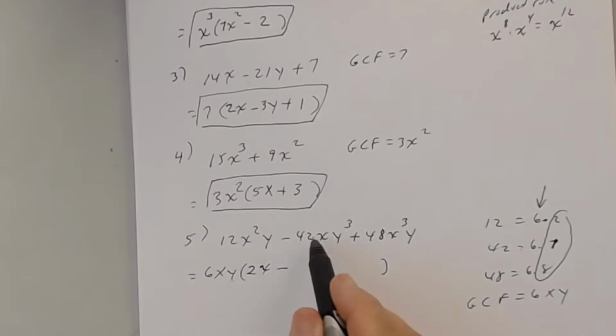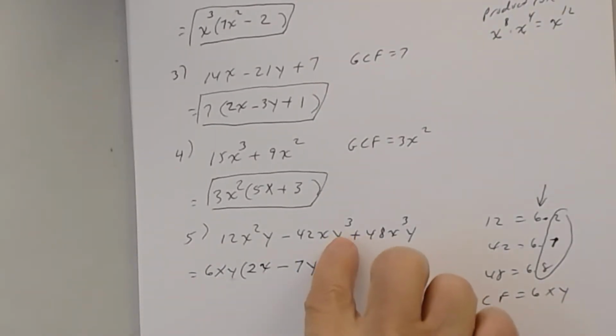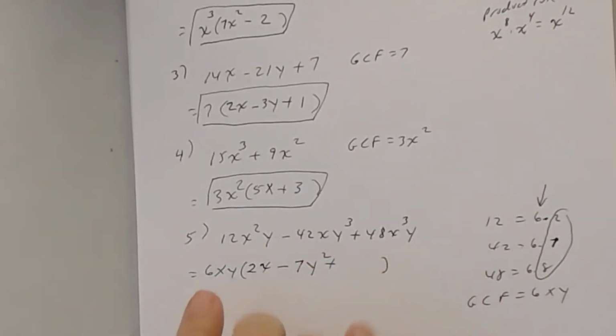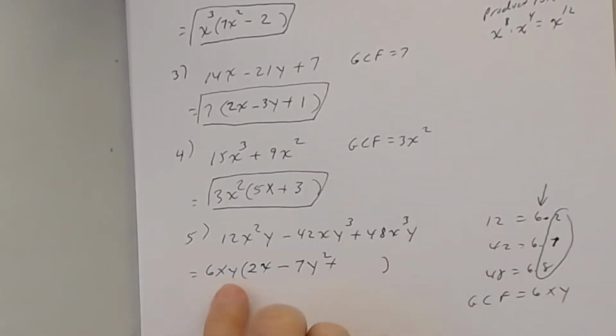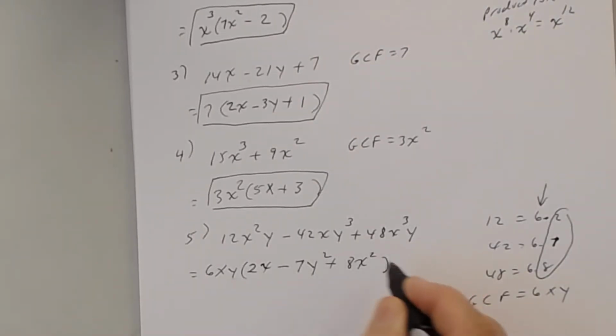Okay, minus 6xy times what is 42xy cubed? 7y squared. Very good. 7y squared. No x in there because x times x is x squared, but I didn't want the x squared, I wanted an x. Plus 6xy times what is 48x cubed y? 8x squared. I agree with that. And so there's your answer.